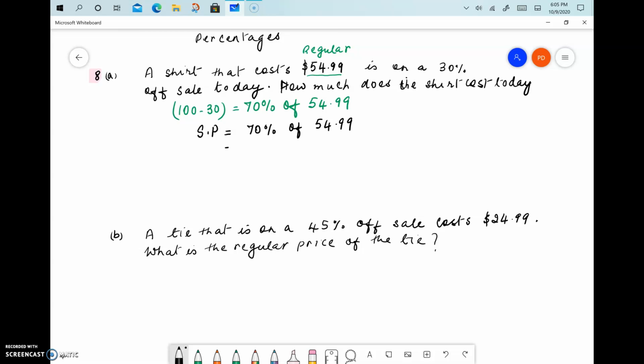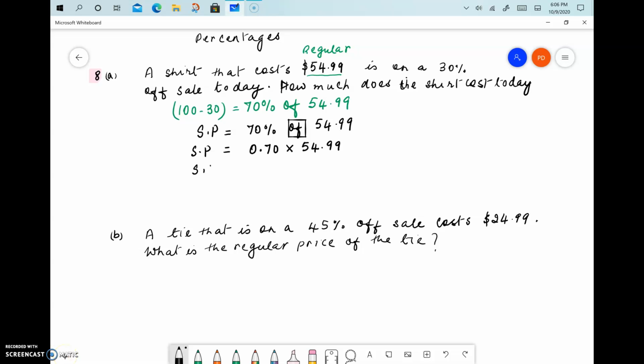So the sale price is equal to 0.70 off. So when we say percent off the whole, we change the off to multiplication when we do calculations. 54.99. So it's only going to be 70% of the regular price, which is $54.99.